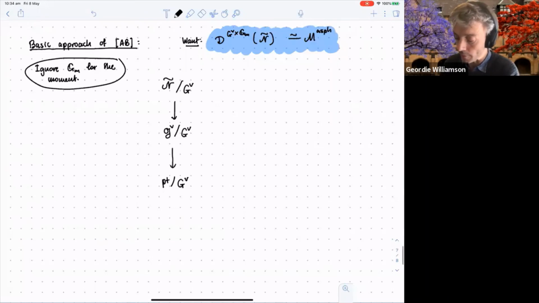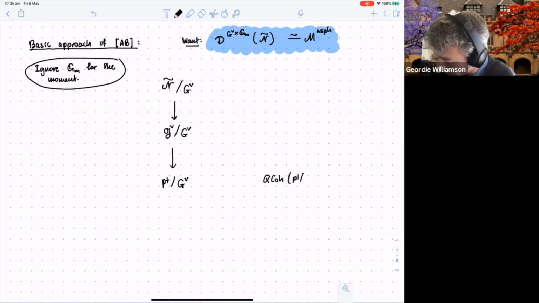So we have a map from the Springer resolution to G-check, and we have a map from G-check to a point. These maps are G-check equivariant, and so we get a map of these quotient stacks. But whenever I write down such a map of quotient stacks, if you're not happy with stacks, you can just say this is code for there is an equivariant map. Now, what this means is that we get a chain of symmetric monoidal categories. So we get quasi-coherent sheaves here.